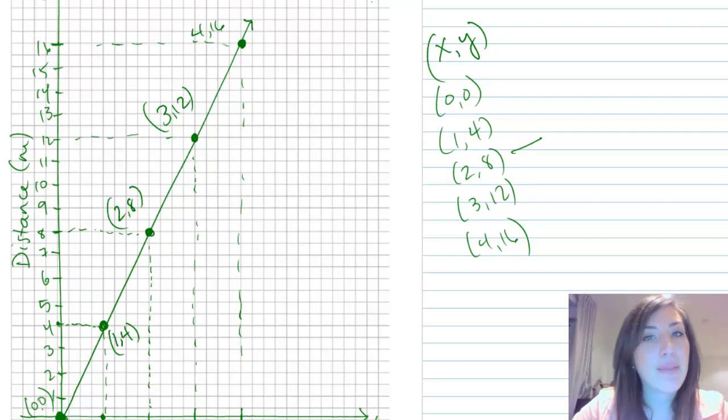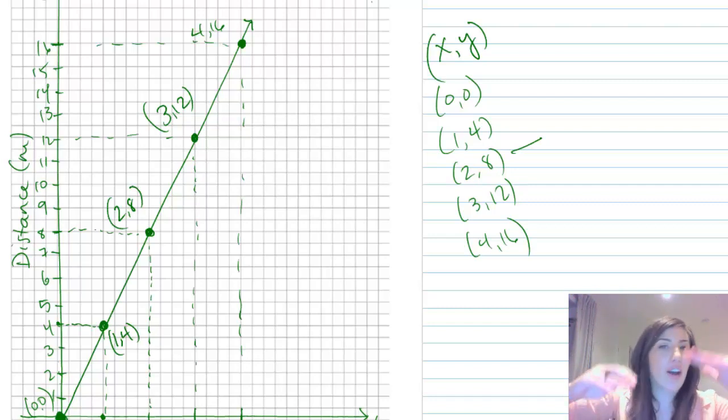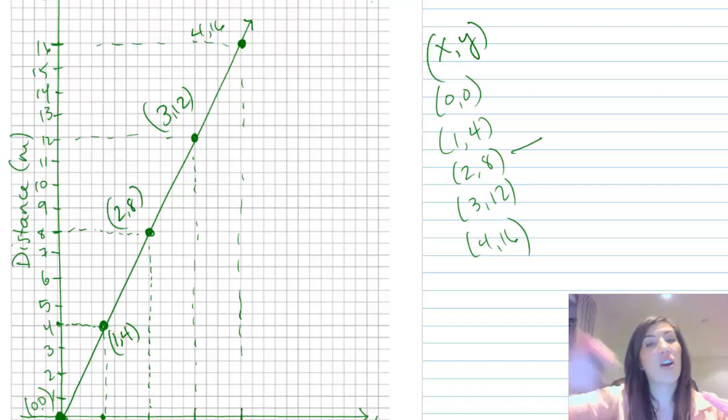Now sometimes when we have a graph, it's not going to be as perfect as this where the line goes through all the dots so nicely. Sometimes in real life we'll speed up a little bit, we'll slow down a little bit when we're jogging, so the points might not match up perfectly. So in that case, you just draw a line where it mostly fits through.